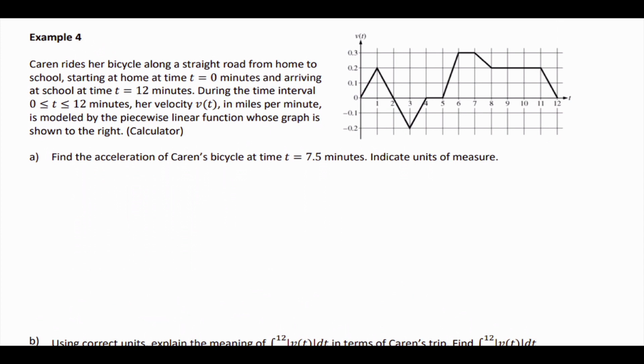Find the acceleration of Karen's bicycle at time 7.5 and make sure you indicate your units of measure. How are we going to do this?